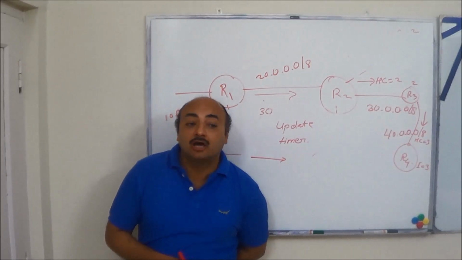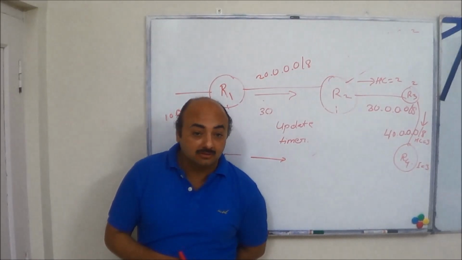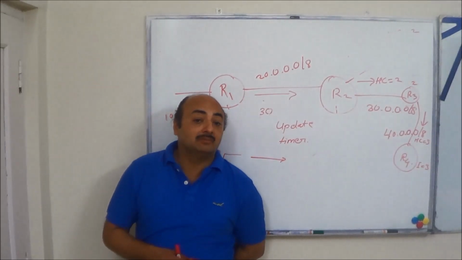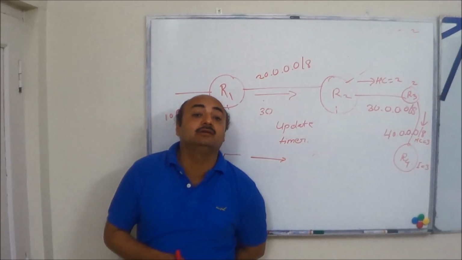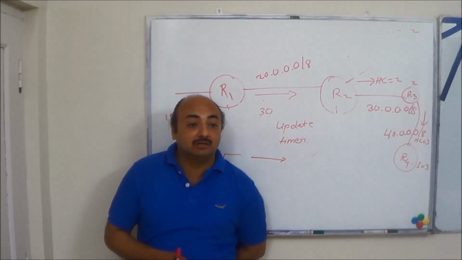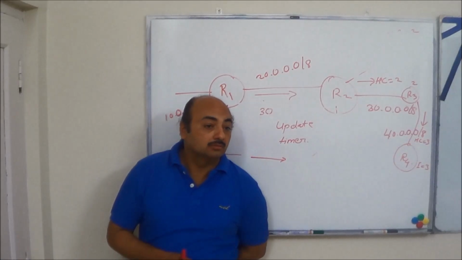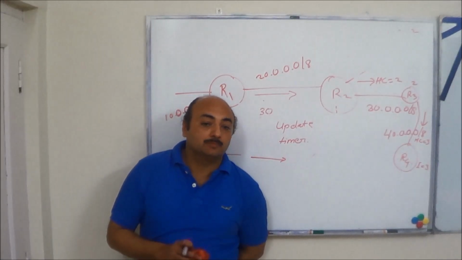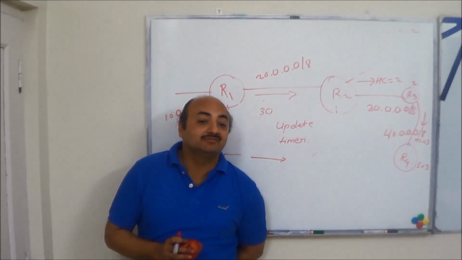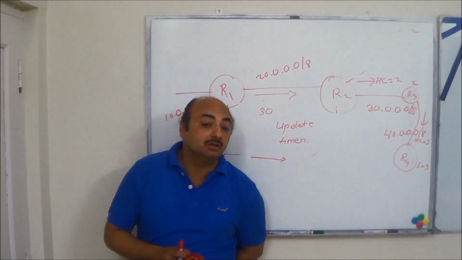That means in all, how many updates have you missed? 8. When you have missed 6, you are marking it as invalid. When you have missed 8, then you are deleting it. So don't get confused that after 180 seconds you have to wait for 240 seconds. Clear? Update timer, invalid timer, and flush timer. With the invalid timer, you will keep the entry.